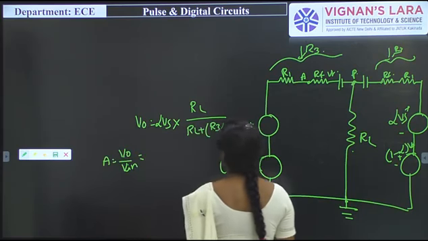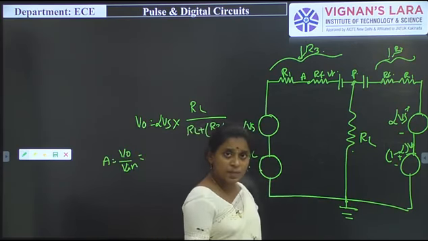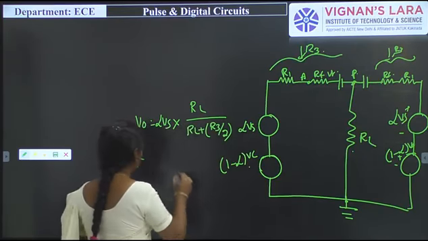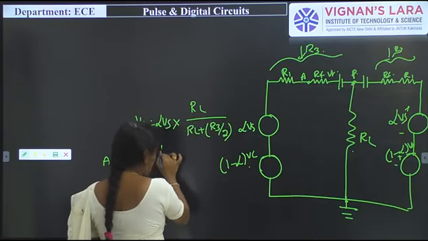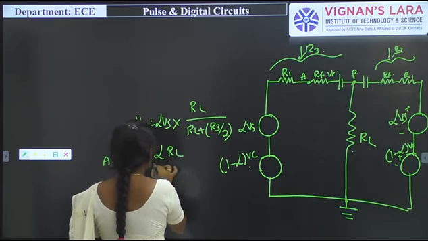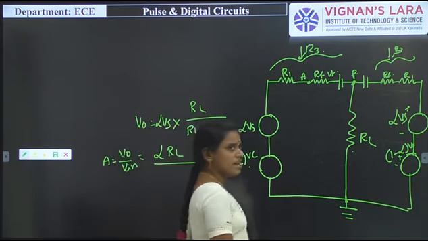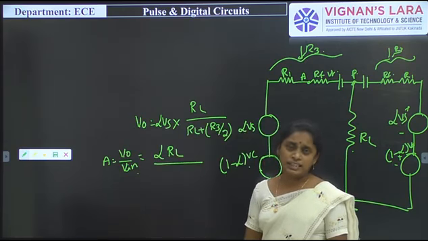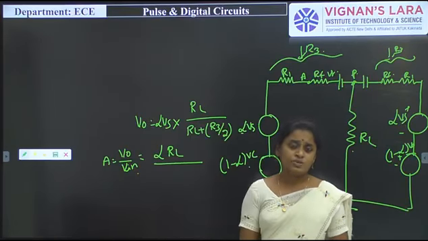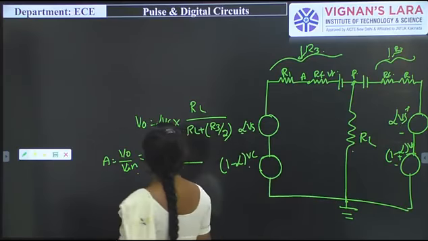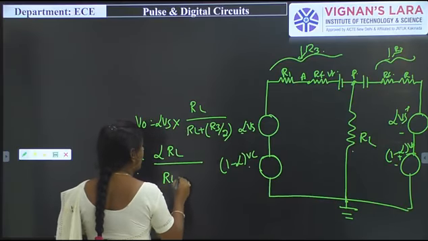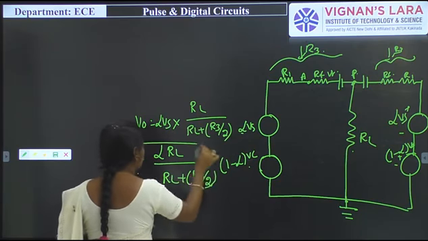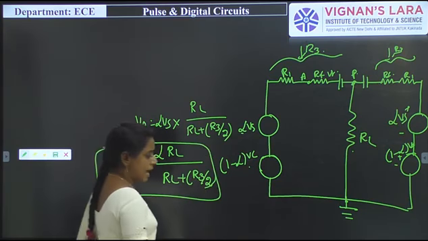V0 is equal to alpha Vs into RL by RL plus R3 by 2, and simply we say that the gain is alpha RL by RL plus R3 by 2. Vs is the input signal, so Vs is cancelled. Why? Because whatever input signal we apply, that Vs cancels out. So the final output gain of this 2 diode sampling gate is alpha into RL by RL plus R3 by 2.